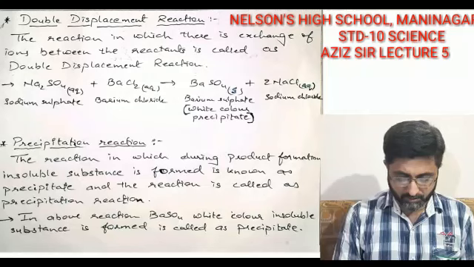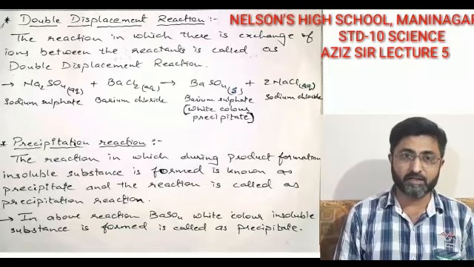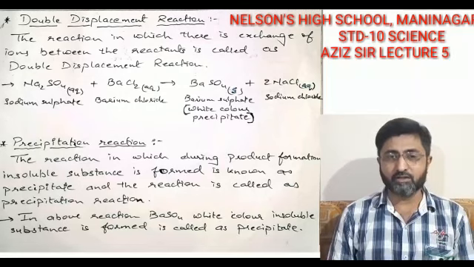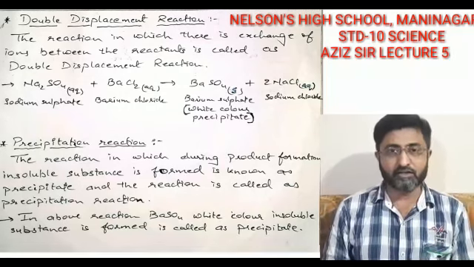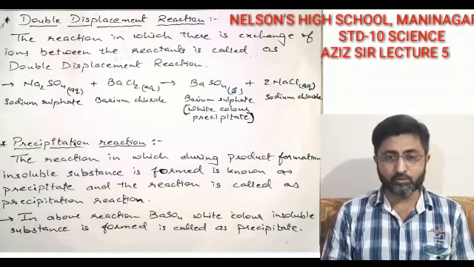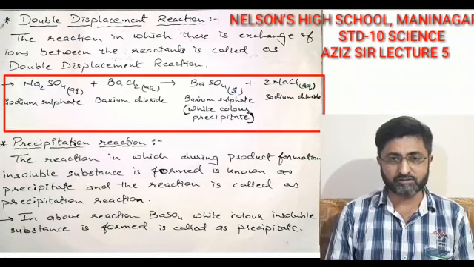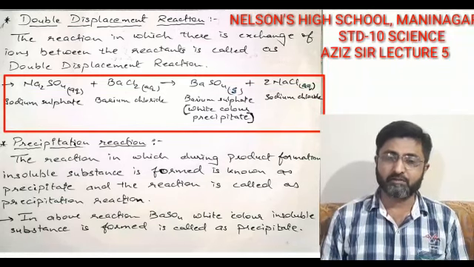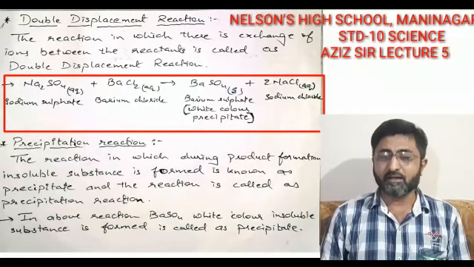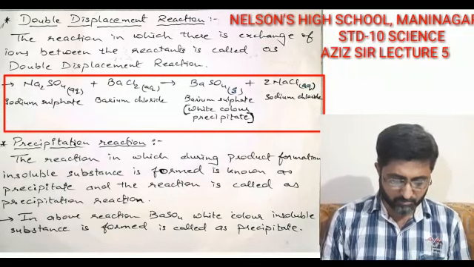So it is the reaction in which an exchange of ions takes place, and either positive ions or negative ions are displaced in the reactants, and new products are formed. Both the new products are formed from both the reactants. One example, as you are seeing on your screen, is sodium sulfate reacting with barium chloride, forming barium sulfate and sodium chloride, NaCl, and the reaction is balanced.